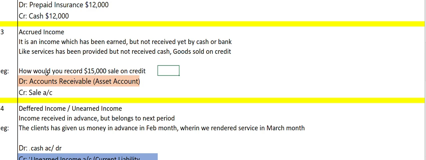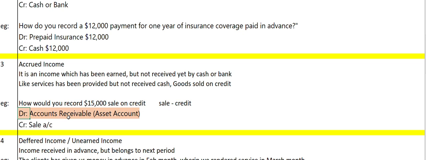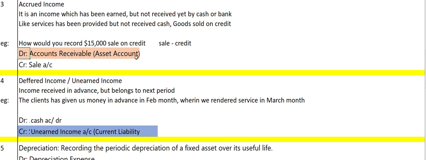For example, how would you record a 15,000 sale on credit? You have made a sale, but you haven't received cash. So the sale is made on credit. If you had received cash, the entry would be cash account debit to sale. Got it? But you haven't received cash, so you have to debit accounts receivable. Accounts receivable is an asset account, which goes into the balance sheet, and the sale is in the profit and loss account.